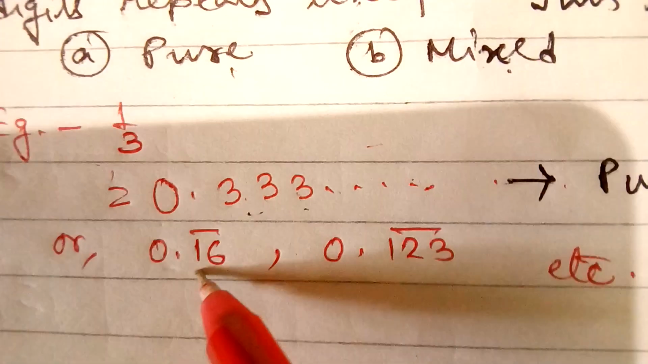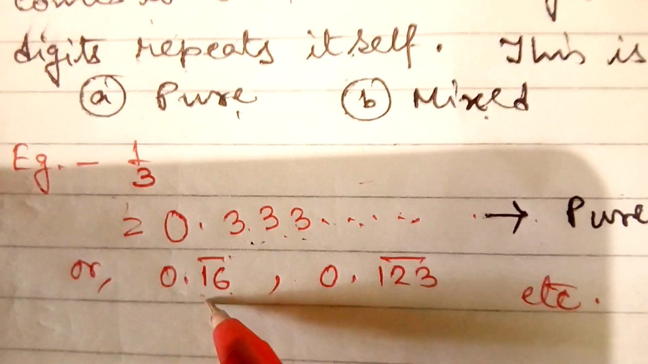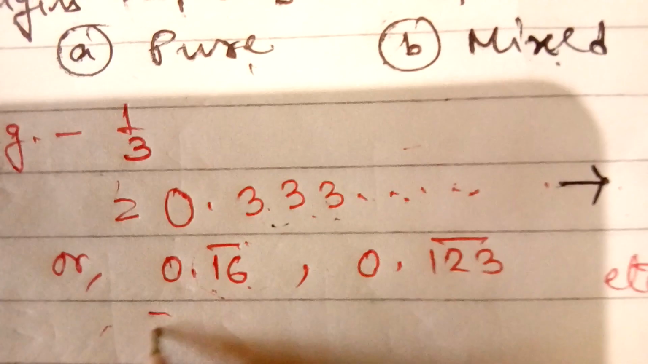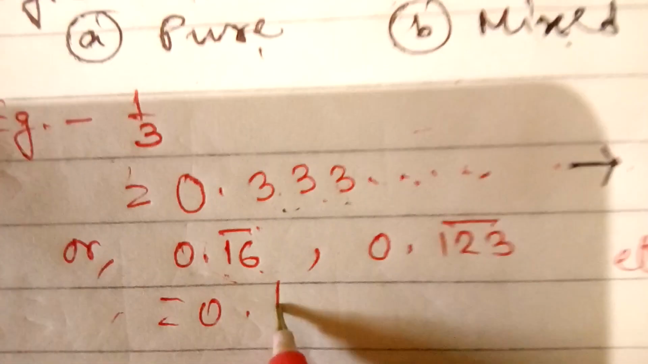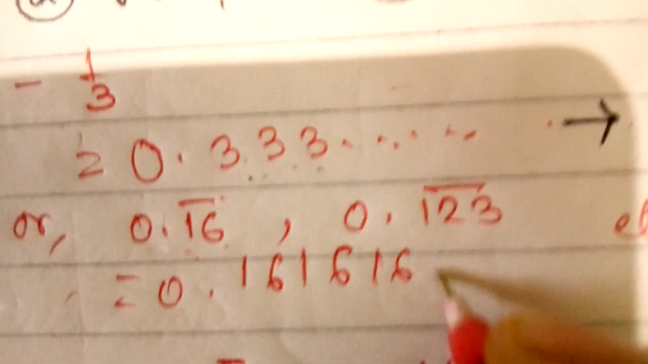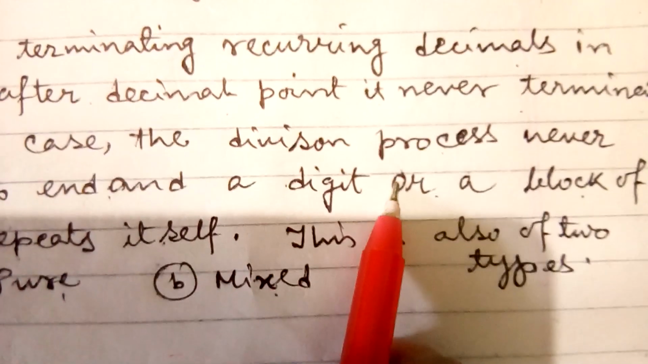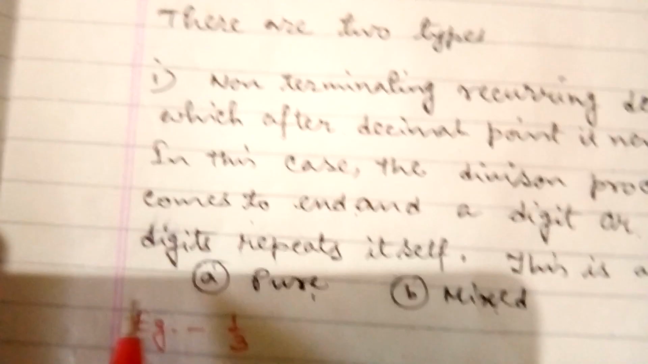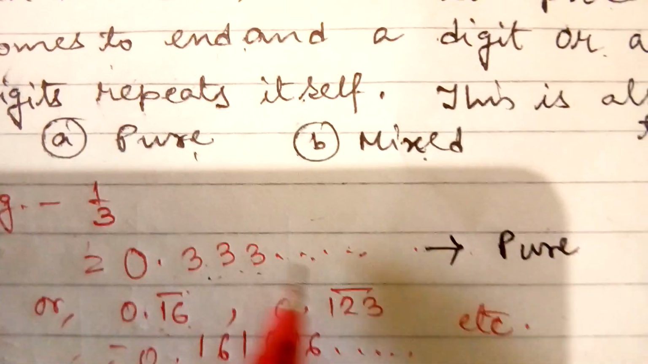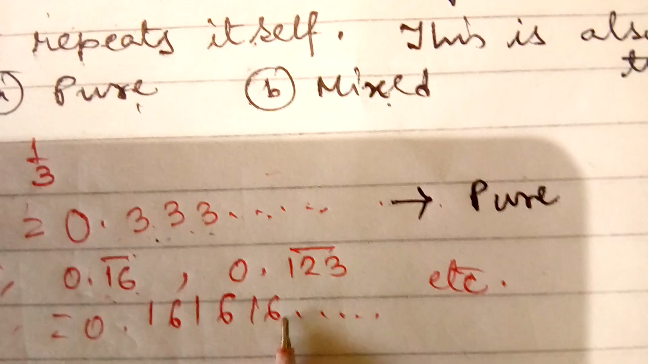Similarly, I have written 0.16. When the digit is repeating, we denote it with a bar. It means we can write 0.1616 and so on. So a block of digits is written here. You have seen that the division process never comes to an end and a digit or a block of digits repeats itself. Here only a single digit is repeating. Here you can see a block of digits, two digits repeating, 16, 16 and 16.